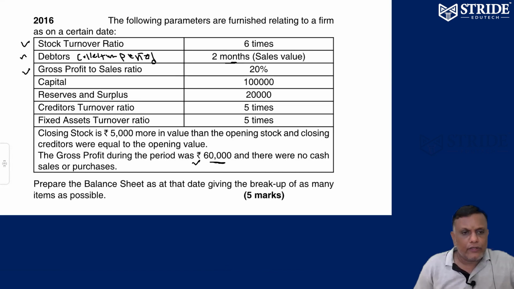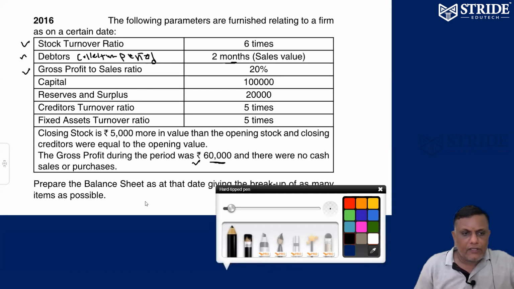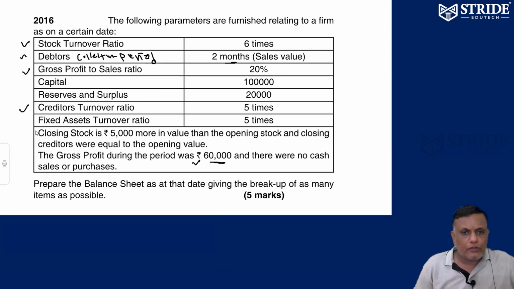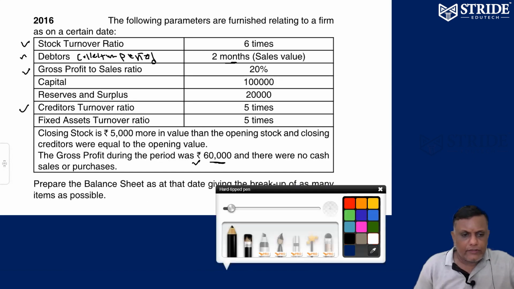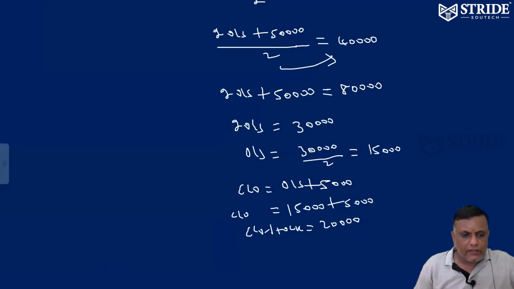Chapter R&S is given. Okay. Next, my target is on creditors turnover ratio. For this, I need credit purchase. No problem. Next, my target is on creditors turnover ratio.